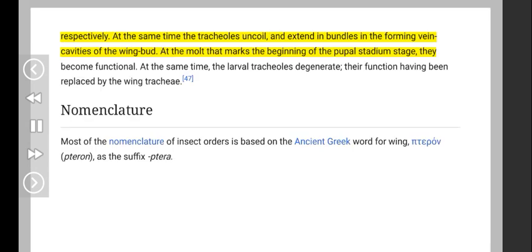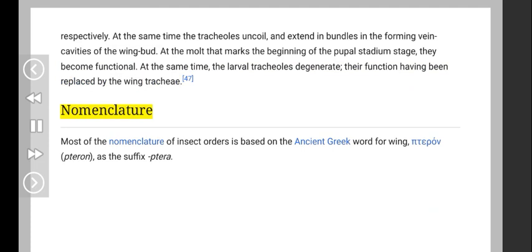At the same time the tracheoles uncoil, and extend in bundles in the forming vein cavities of the wing bud. At the molt that marks the beginning of the pupal stadium, they become functional. At the same time, the larval tracheoles degenerate, their function having been replaced by the wing tracheae.